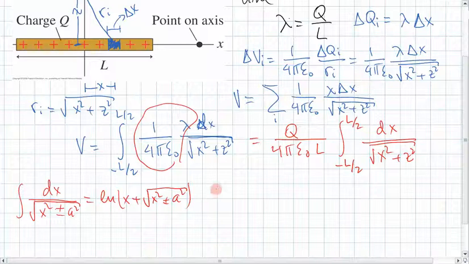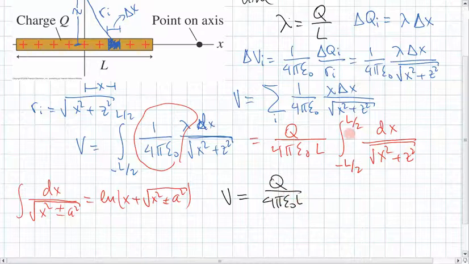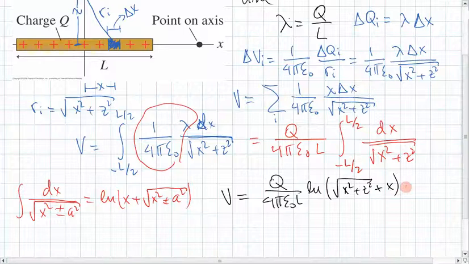So that means that then V is equal to what? To Q over 4 pi epsilon naught L, and then this is going to be what? This is going to be the logarithm of the square root of x squared plus z squared plus x, right? And all this between minus L over 2 and L over 2.